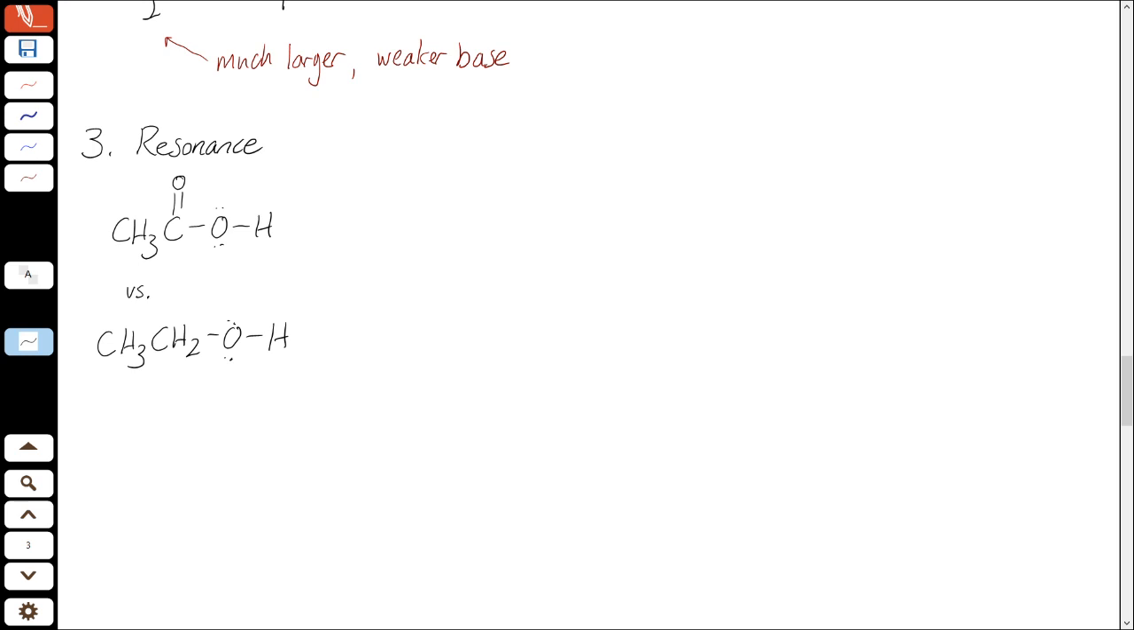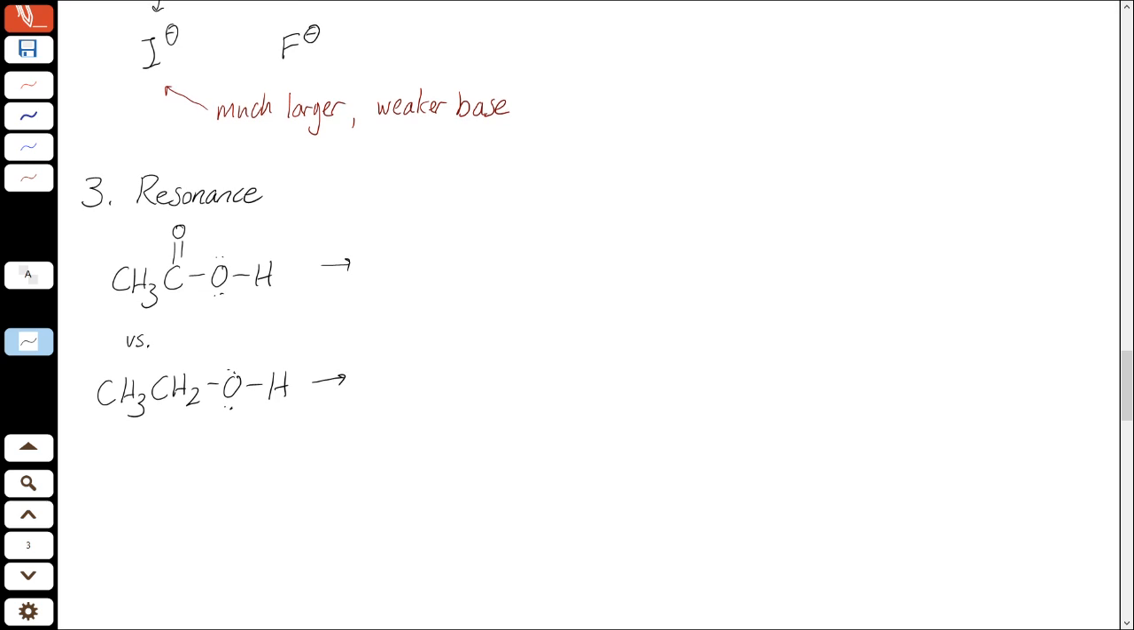Okay, so acetic acid and ethanol, which one is the stronger acid? Now you can probably figure out it's going to be acetic acid because it has the term acid in its name, but that's not a great reason. So let's look at what's really going on structurally where we can figure this out. So once again, we want to look at the conjugate bases of both of these.